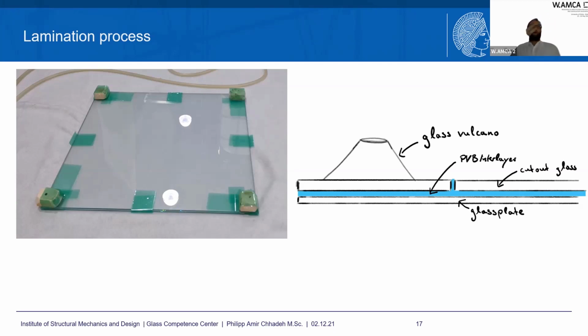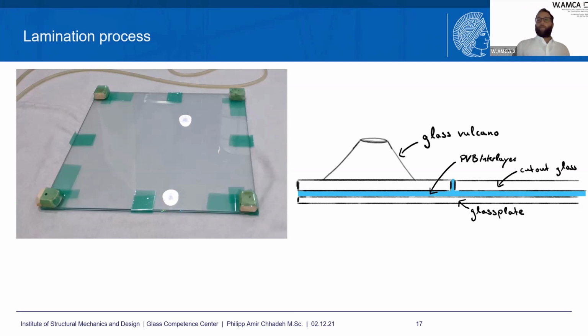Just as an FYI, PVB needs a temperature of 140 degrees to melt and then glue glass to glass, or glass to PVB to glass. And those 140 degrees don't hurt the glass at all. So you don't have any residual stress problems afterwards here.